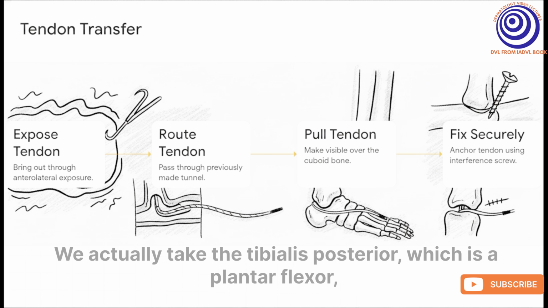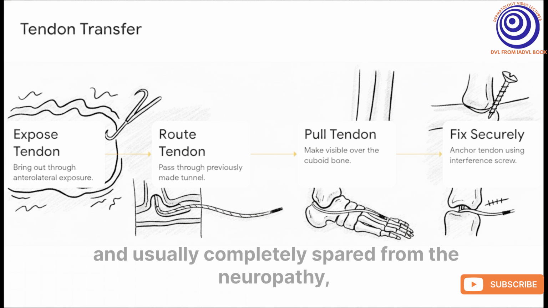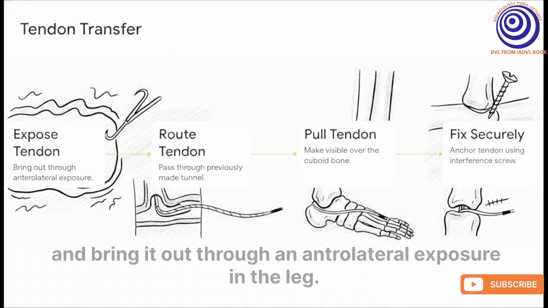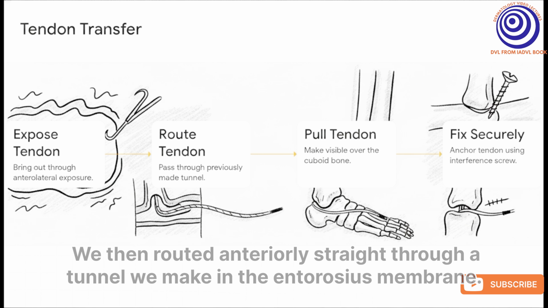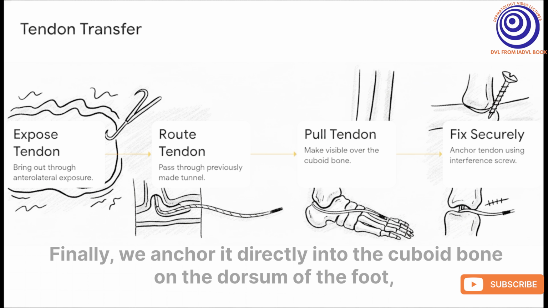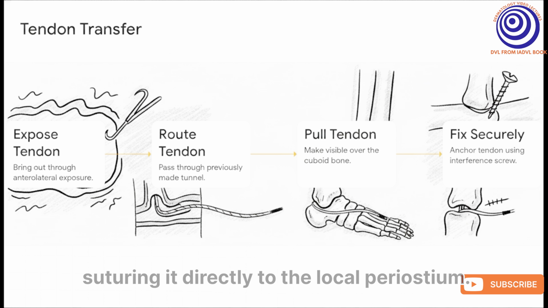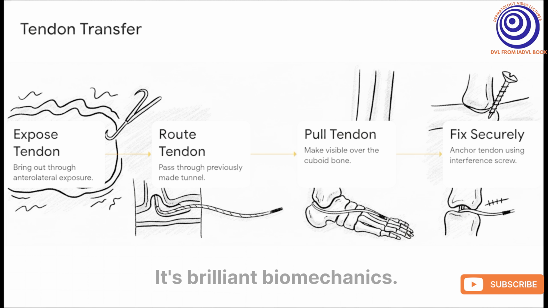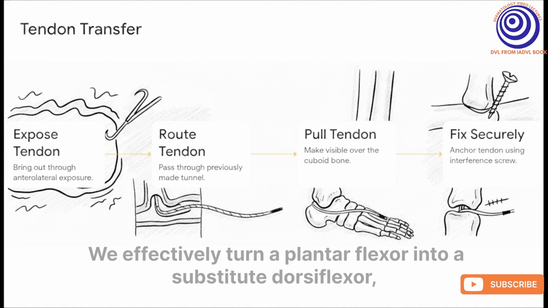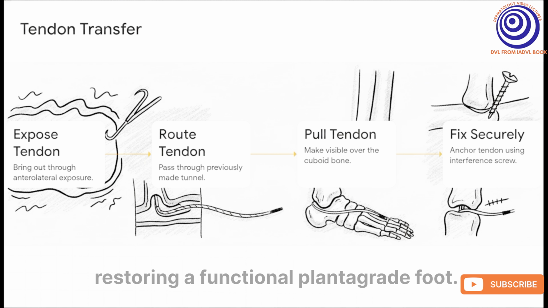We actually take the tibialis posterior, which is a plantar flexor and usually completely spared from the neuropathy, and bring it out through an anterolateral exposure in the leg. We then route it anteriorly straight through a tunnel we make in the interosseous membrane. Finally, we anchor it directly into the cuboid bone on the dorsum of the foot using a very tight interference screw, suturing it directly to the local periosteum. It's brilliant biomechanics. We effectively turn a plantar flexor into a substitute dorsiflexor, restoring a functional plantar-grade foot.